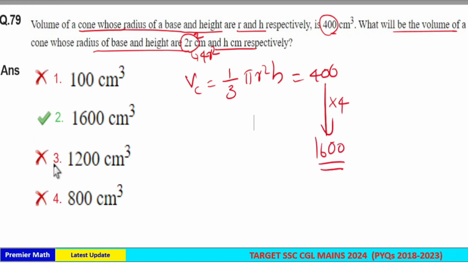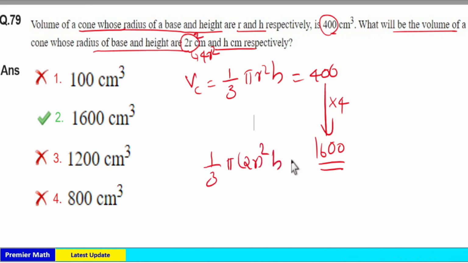That is, here volume of cone in second case will become 1 by 3 into pi into 2r square h. 2r square h means 4r square h. So volume is 4 times the initial volume.